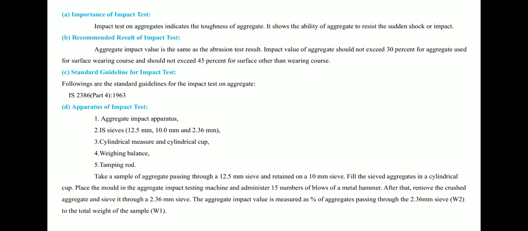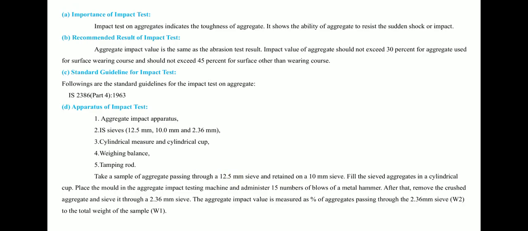What is the procedure followed? We have to take a sample passing through 12.5 mm and retained on 10 mm sieve. Fill the sieved aggregate in a cylindrical cup. Place the mold in the aggregate impact testing machine and give 15 blows with the metal hammer. After that, remove the crushed aggregate and sieve it through 2.36 mm sieve. The aggregate impact value is measured as percentage of aggregate passing through 2.36 mm sieve, noted as W2, to the total weight of the sample, which is W1.